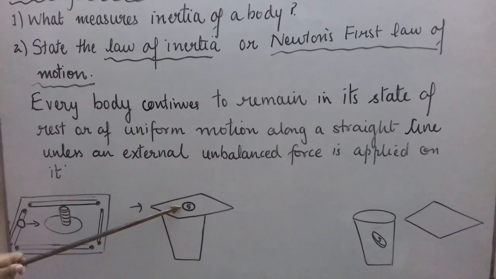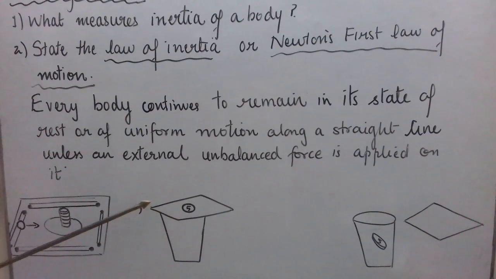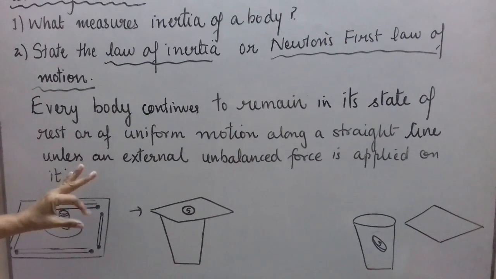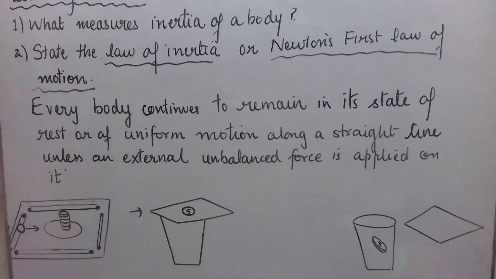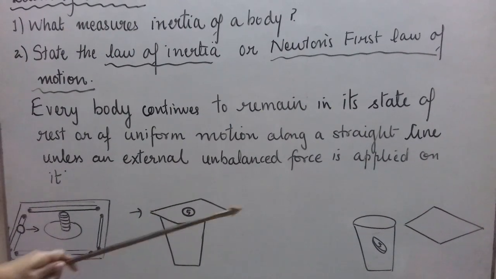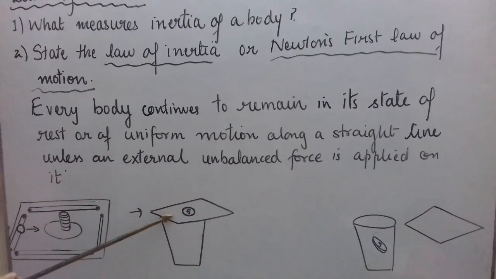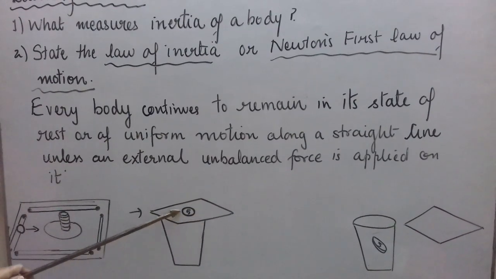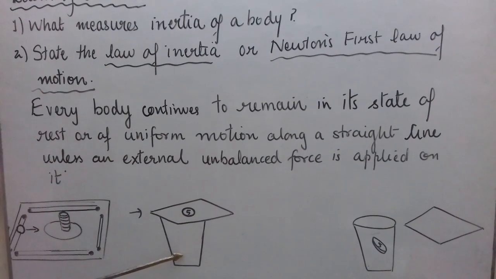We have a 5 rupee coin placed here. Now, if you flick this card very hard with your finger and thumb, what will happen? The card will move away fast and the coin will fall down into the glass.